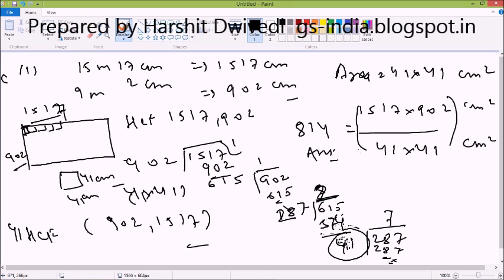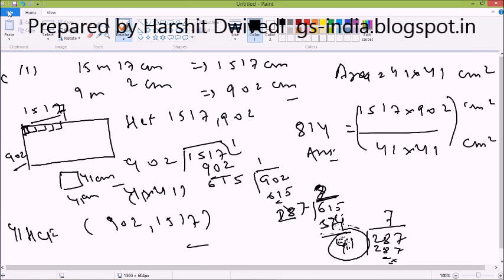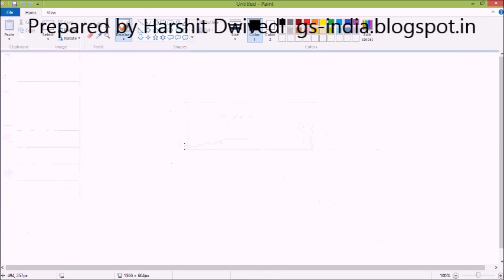I am not dividing this 1517 into 902 by 41 into 41 here because this is a bit cumbersome, and as you can see on this page, there is not enough space to do that. So obviously, I am leaving it here. It comes out as 814. And if you want me to divide it, let us divide it in a new slide: 1517 into 902 divided by 41 into 41.